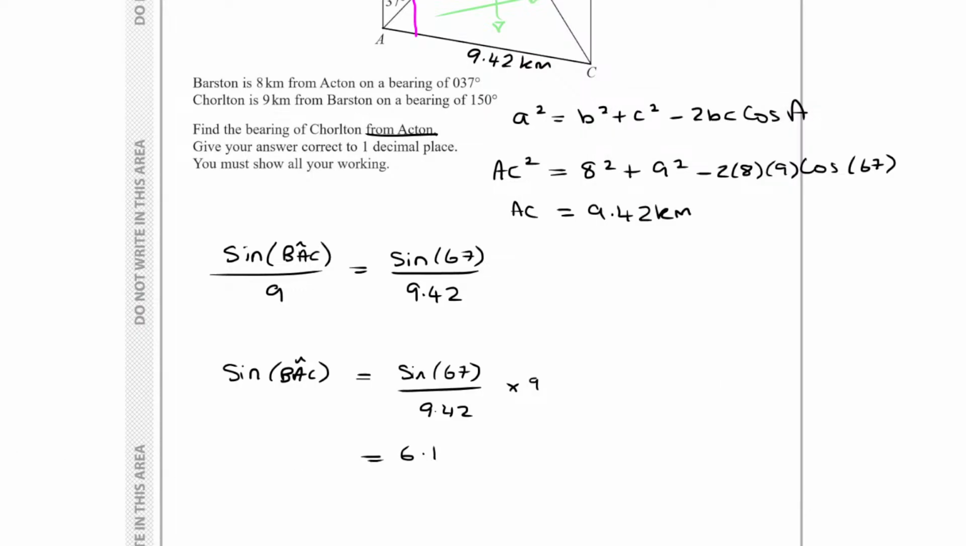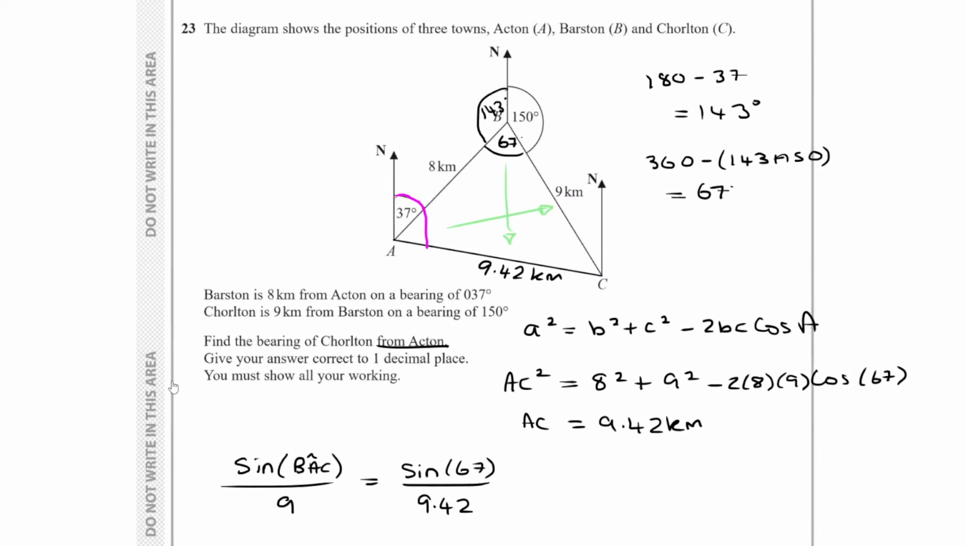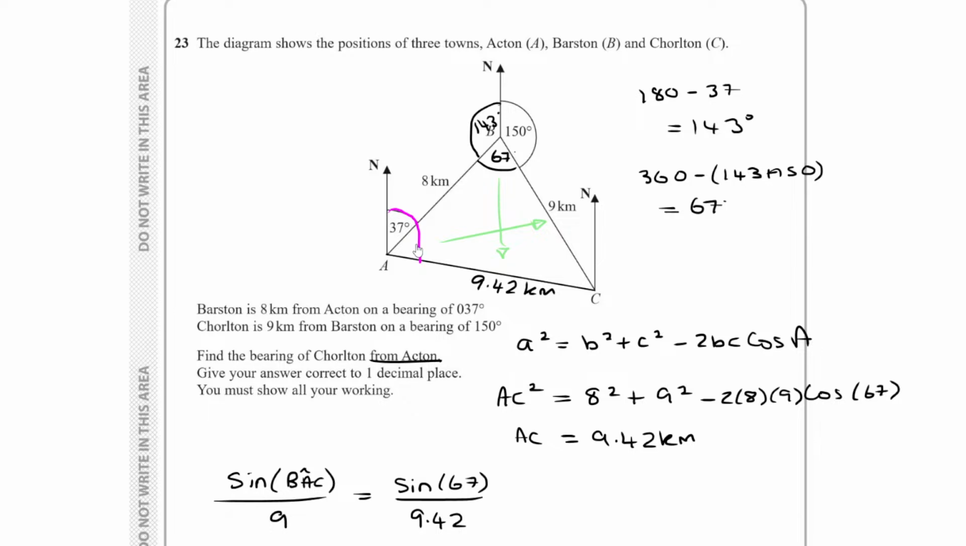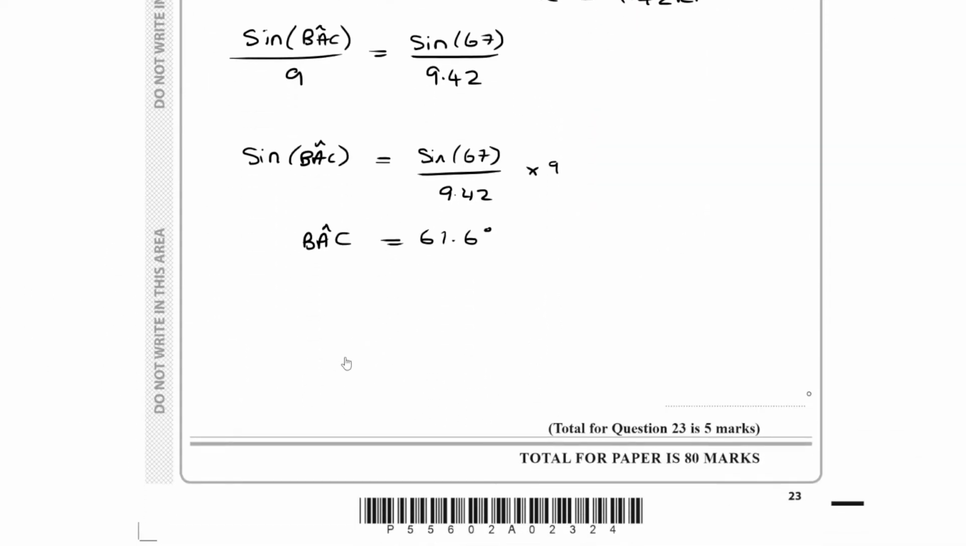That's not 6.1, it's 61.6 degrees. Now, I feel like this happened 3 times in this paper. You've done all of this working, you feel like that's the answer, but it's not. Remember what we were looking for, this pink angle. So what we've worked out is this. But just remember that last little bit, I need to add 37. Because otherwise, yeah, we'll lose that last mark, unfortunately.